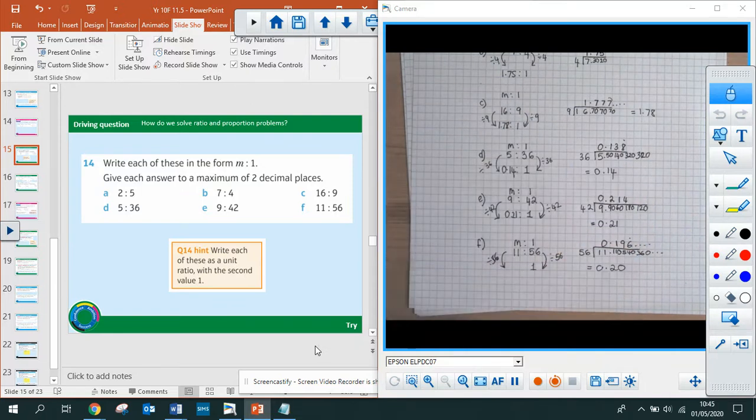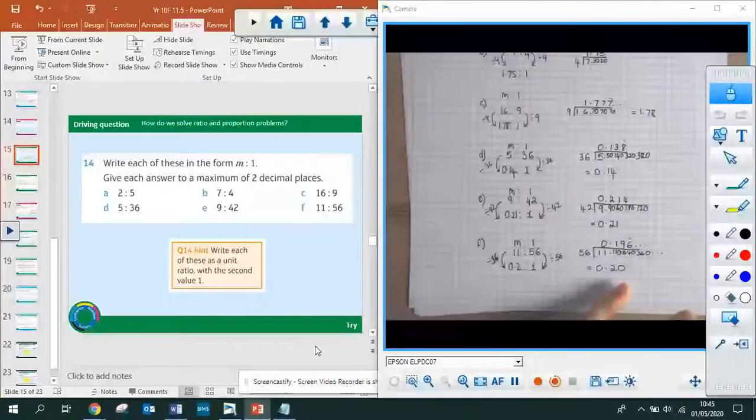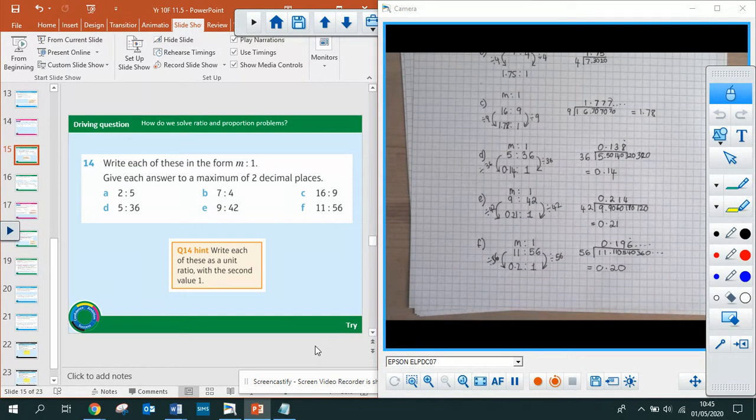It hasn't said we have to give our answer to exactly 2 decimal places. It's just said a maximum of 2 decimal places. So it's up to you. Either would be right, 0.2 or 0.20, but 0.2 is fine because it hasn't said it has to be 2 decimal places. Okay? And that's the end of that question. So well done if you got those.